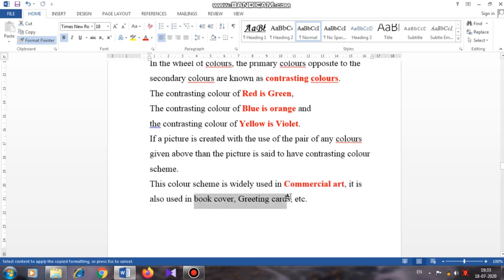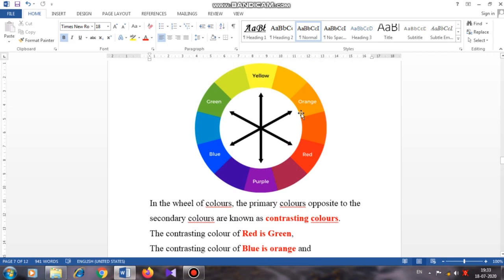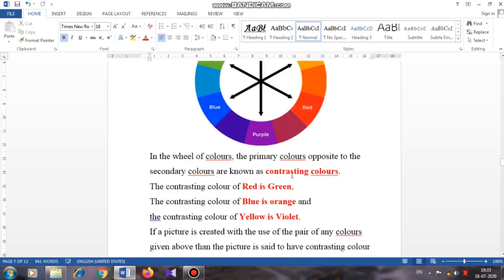Now, commercial art means the art through which you have to do advertisement. You have to prepare posters. That is known as commercial art. Another thing, book cover page or greeting card, everywhere it should be attractive. Now, if you use the neighboring color scheme, it will not look attractive. But if you use opposite, that is yellow and purple, then it will look attractive. Right? Blue and orange, one is dark, one is light, then it will look attractive.